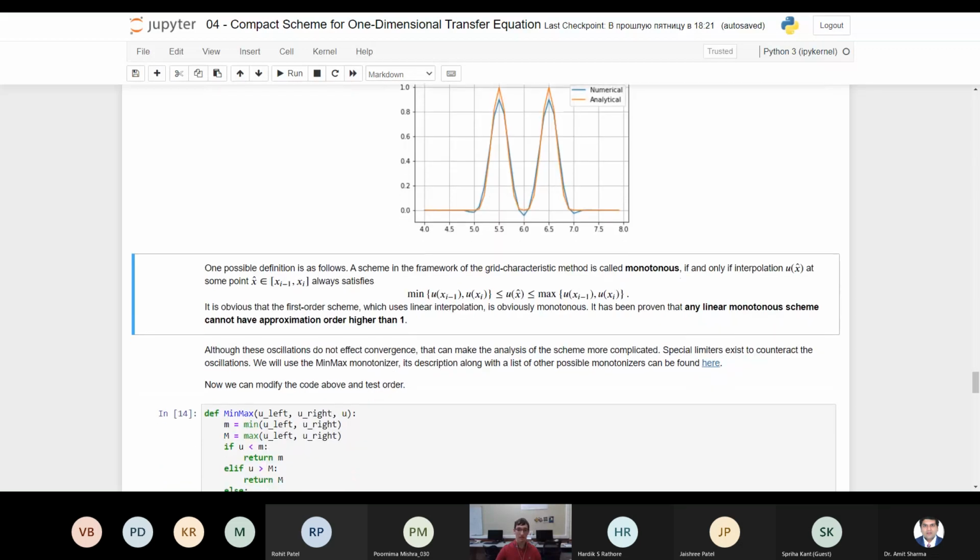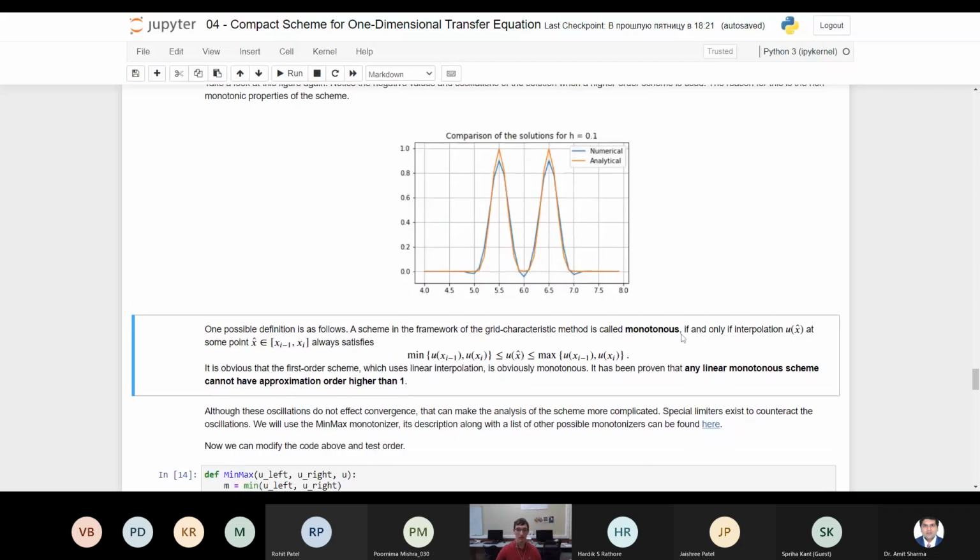So there are several ways to counteract this problem. And one of the ways is using higher order schemes, because we need higher order schemes. We need to improve the accuracy of the solution, but we can introduce some special maybe correction procedures which would improve the monotonicity property of the scheme in question.